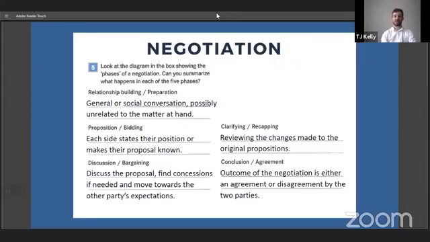So once everything has been settled, you conclude the meeting. The outcome will either be an agreement between the two parties or perhaps even a disagreement if certain concessions can't be met, or if one party cannot meet the other's requirement. It's possible that the negotiation may end without an agreement.